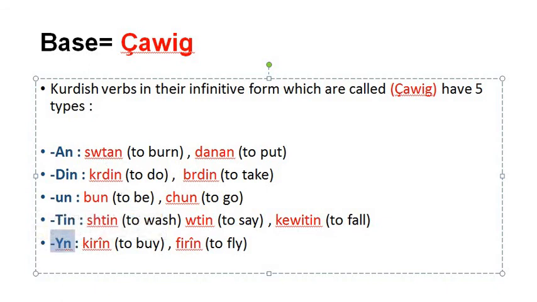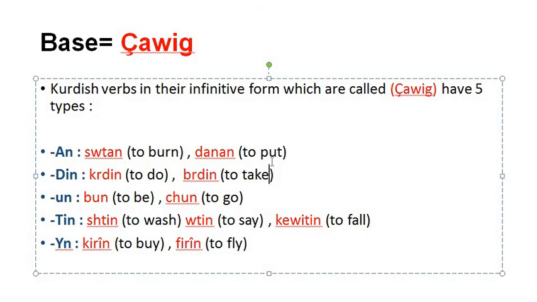Let me give you the examples to make it more clear. For example, an, we have sultan. If you notice, it ended with an. Danan means to put, it ended with an. Din, for example, we have kirdin. Kirdin means to do. I wrote it like this before, but in Kurdish Latin you have to put this I, but you don't pronounce it. So this is din, not din.